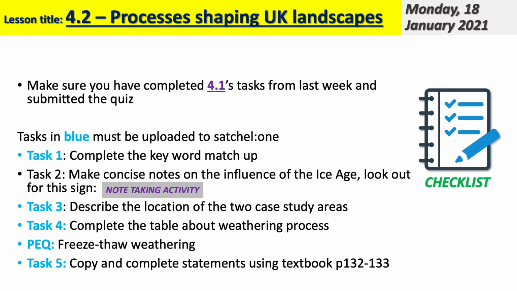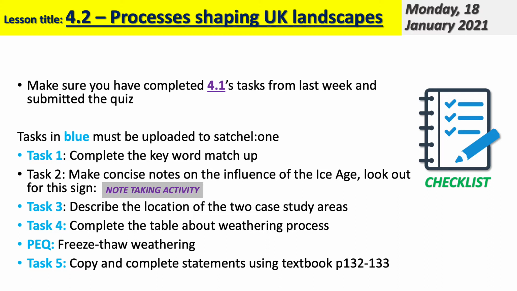We have two very important case study areas you need to compare, but it means nothing if you don't even know where they are. So for task 3, you need to describe where they are. You'll be given pointers again about what we use, for example, compass directions, places that are nearby, etc. You then have a table to complete. Feel free to do this by hand or in Microsoft Word, and then you can upload that.